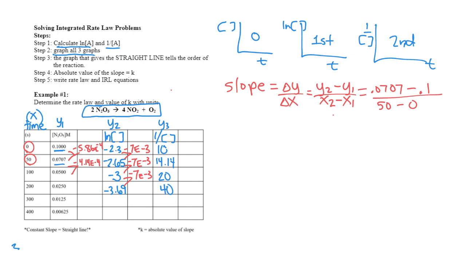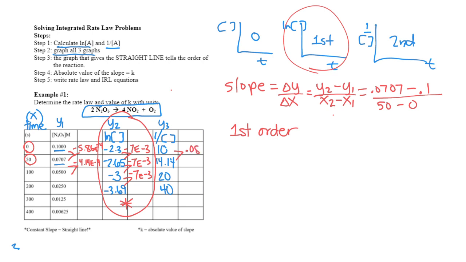They don't always work out perfectly. This particular one, they get pretty close. Sometimes you need to calculate a couple more slope points just to be sure. But this one, I can pretty much tell that this is going to be the graph that gives me a straight line, which means if it's a natural log graph, then this is going to be a first order reaction.